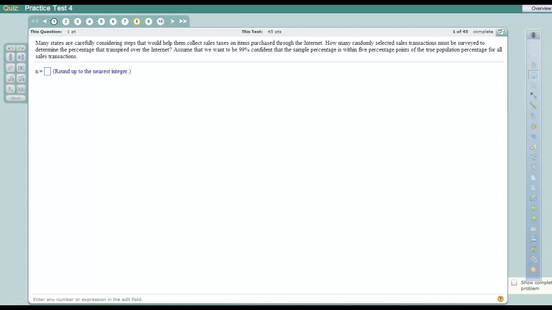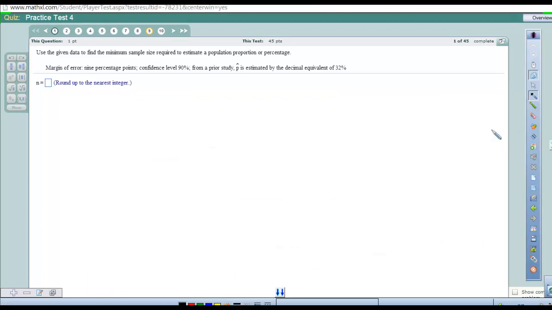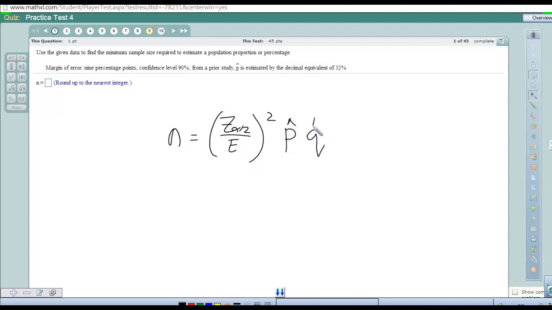Okay? All right, margin of error, 9 percentage points. What are we asked to do? Use the given data to find the minimum sample size. This time, they do give us an estimate for p hat. So if we wanted to do that one, the formula is still n equals z alpha over 2 over e squared p hat q hat.